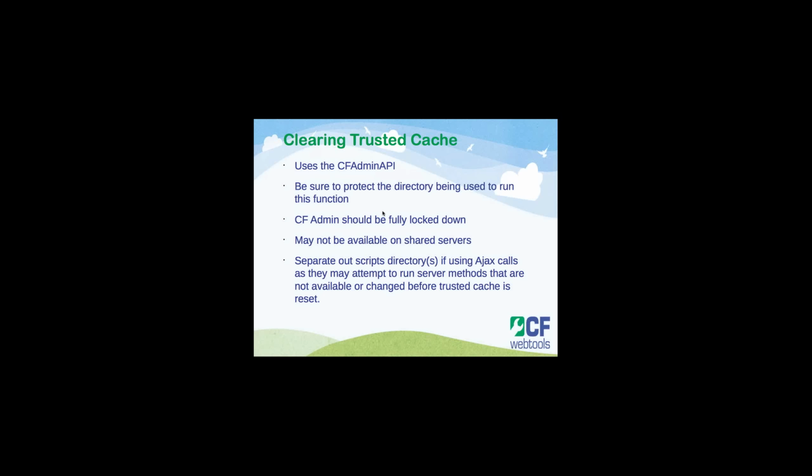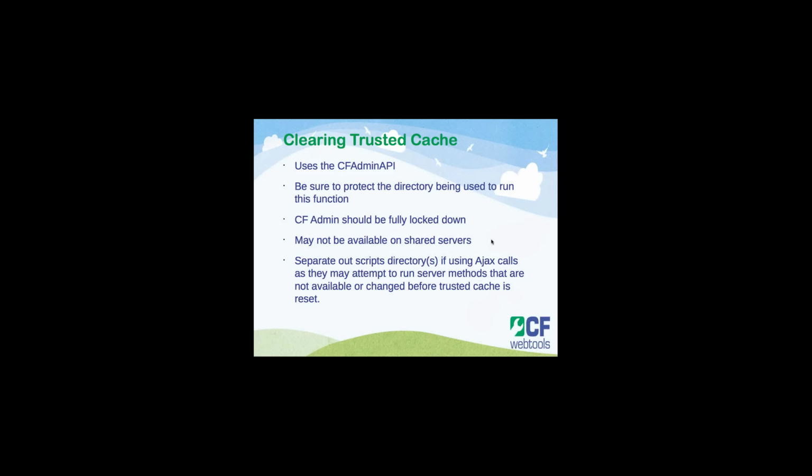Okay, so let's talk about clearing trusted cache. This uses the CFAdmin API, which is available since, I forget which version of ColdFusion, but certainly since 9. The important thing to know when you use this is that you want to really protect the directory you're running this from. So we use htaccess to only allow the Jenkins server to access the file that runs this. And of course, your CFAdmin should always be fully locked down.